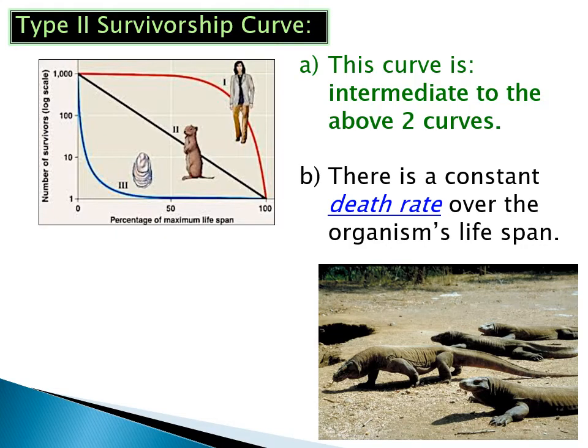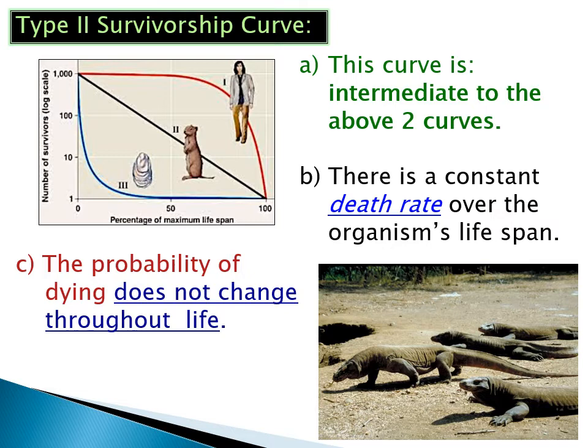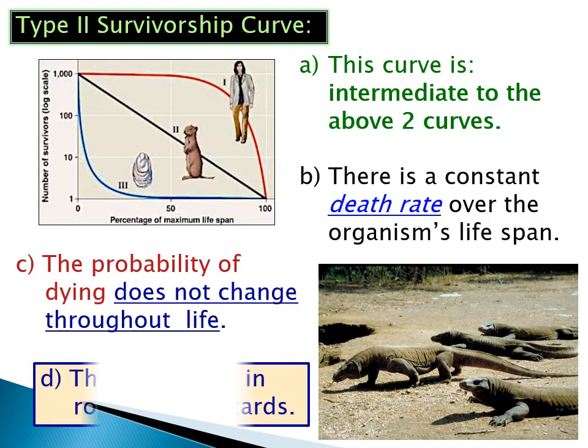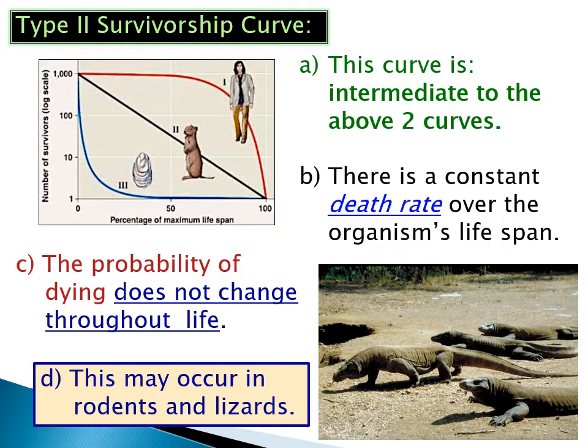An example of this could be the Komodo dragon down here. The Komodo dragon has an equal death rate regardless of whether they are young or old. So it does not change through the whole lifetime. Rodents typically fall in this category because they have a lot of babies, but babies get picked off when they're young and they also get picked off when they're old because they are just a prey item. So rodents and lizards see this kind of survivorship curve because they're prey items.